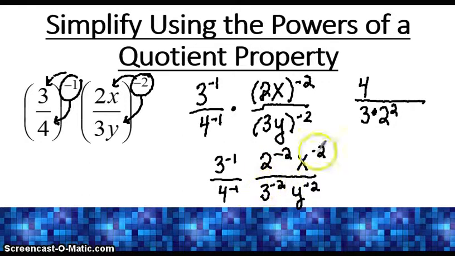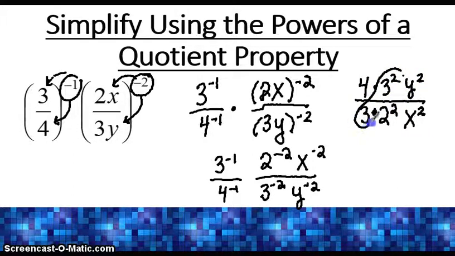The 3 to the negative 2 is going to have to go to the numerator to become 3 squared. X to the negative 2 is going to have to go to the denominator to become x squared. And y to the negative 2 is going to have to go to the numerator to become y squared. Now we have one more property here. We have the same base in a quotient. We know that a to the m divided by a to the n is a to the m minus n, so we can subtract the exponents.